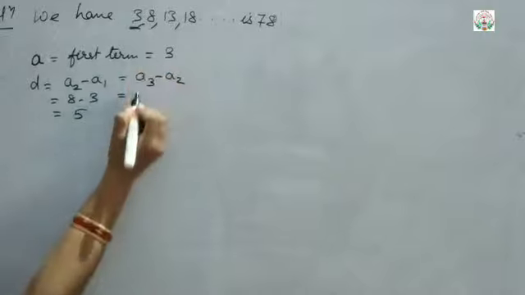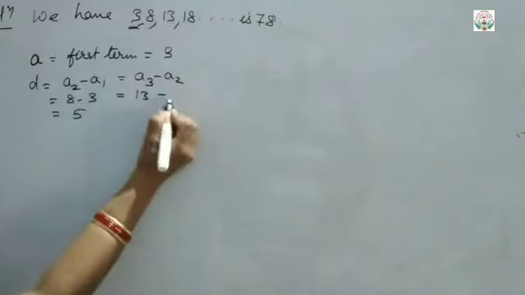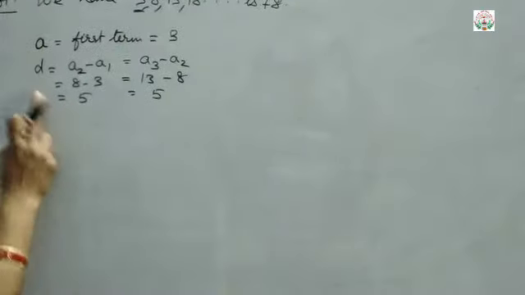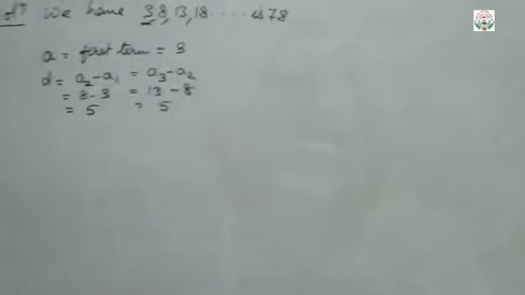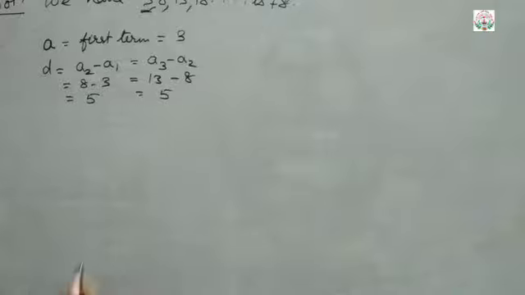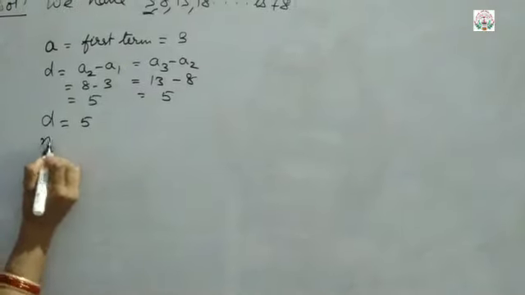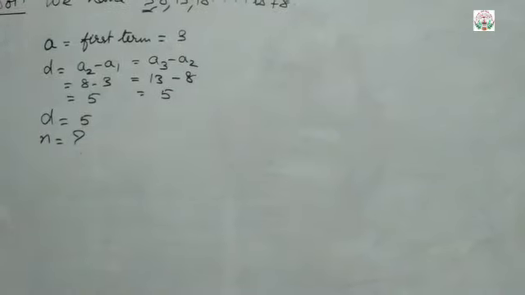A3 is 13 minus A2 which is 8. When you subtract you will get 5. Everywhere you can see the D value is the same because it is already given as an AP. So D equals 5.